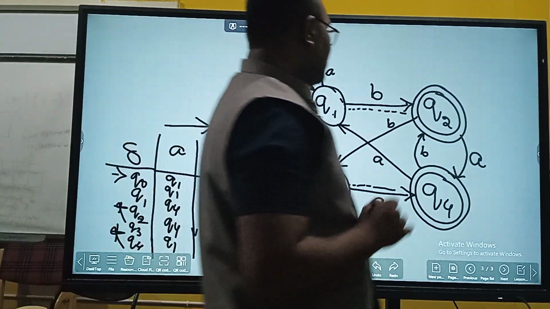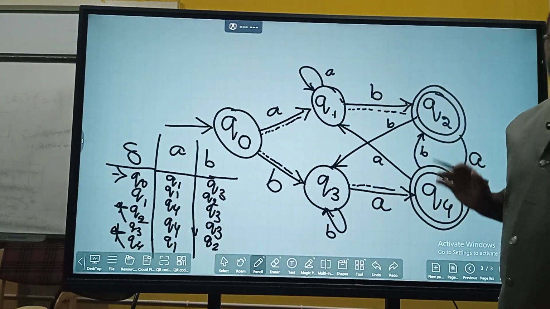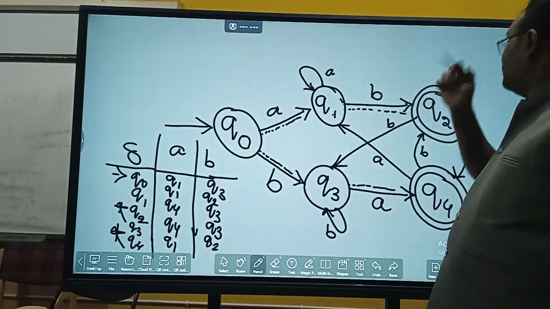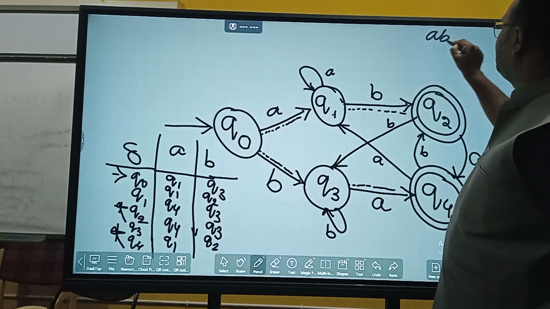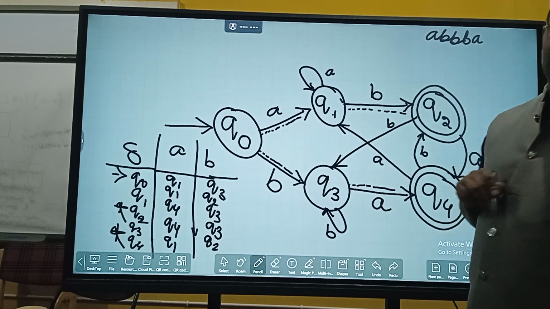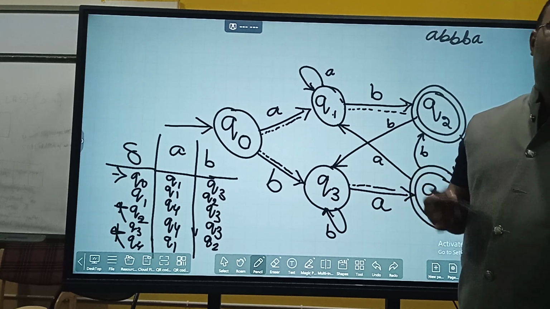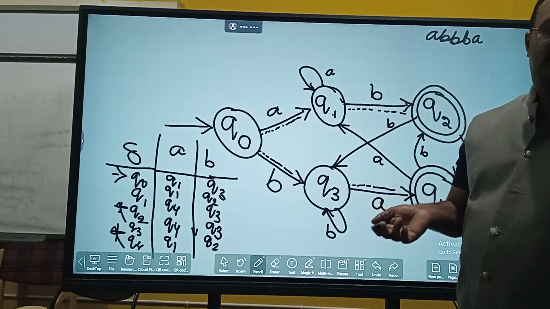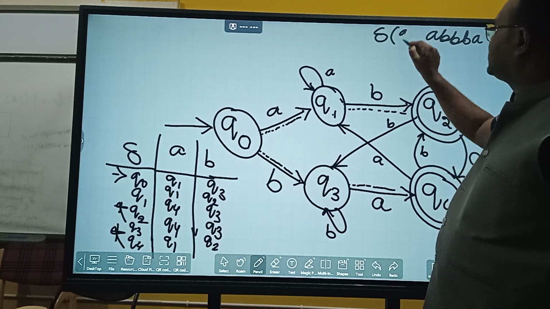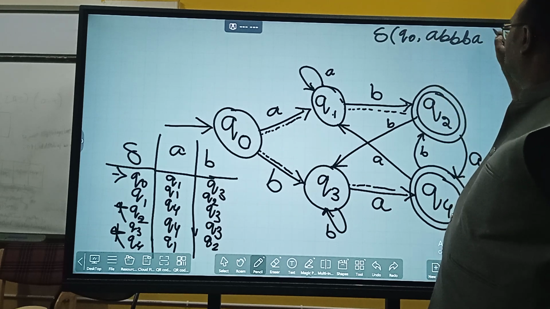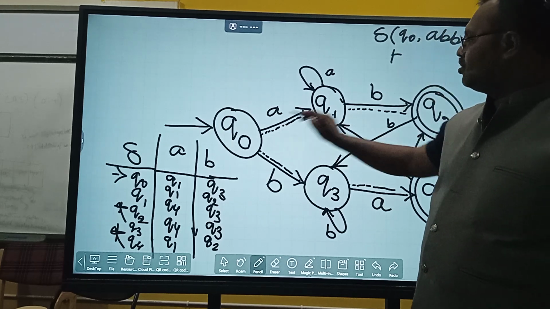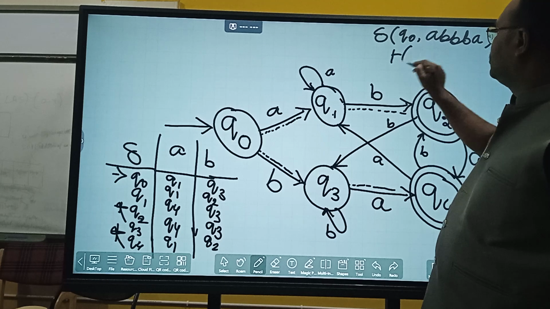Now here, let us see accepting and rejecting strings as well. Let us take an example A, B, B, B, A. It should be accepted or rejected? It should be accepted. Why? Because it is ending with BA, isn't it? So I'll write a transition symbol. The start state is Q naught. Now Q naught on A, where you will go? Q naught on A, you are going to Q1.